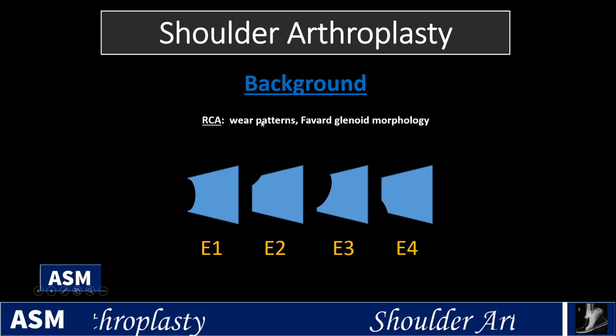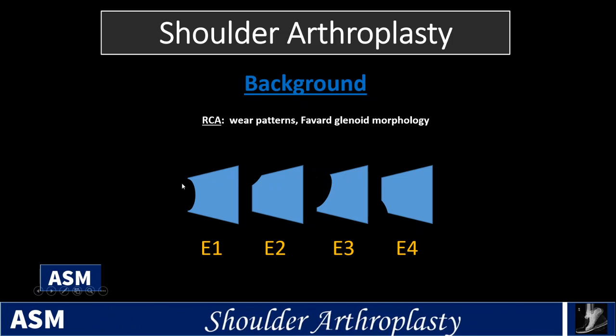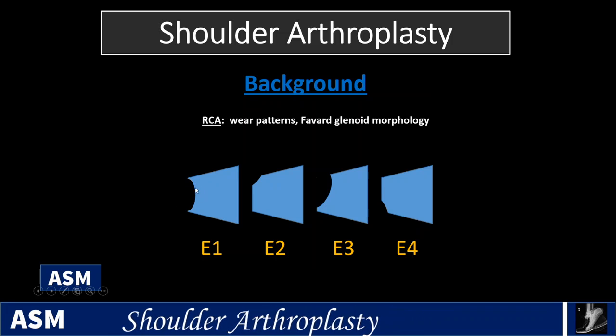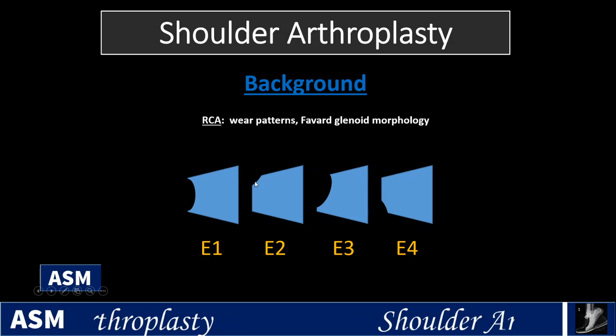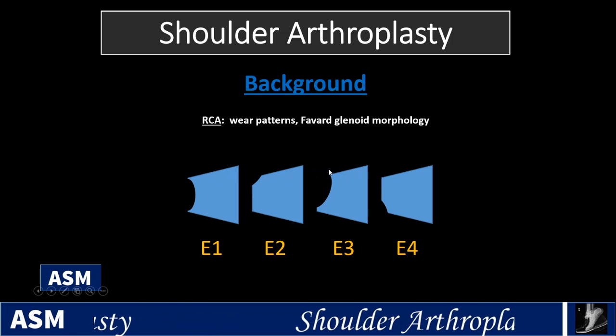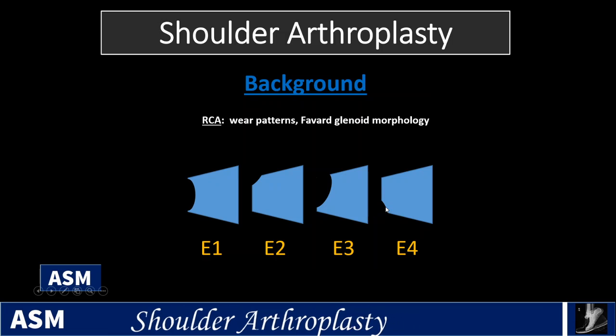Favard came up with a glenoid wear classification system for rotator cuff arthropathy. So central wear, this is more of a sagittal view of the glenoid, is going to be an E1. Superior wear isolated is an E2. If the superior wear extends inferiorly, it's going to be an E3. If it's isolated inferior, it's going to be an E4.